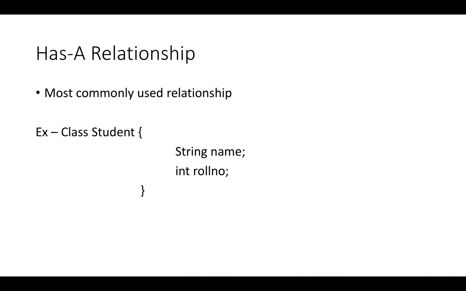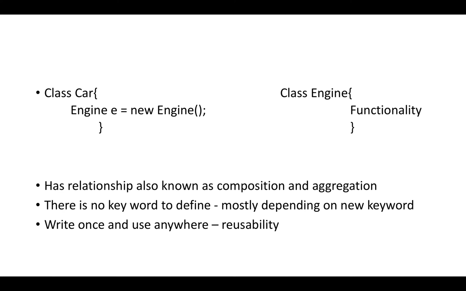So let me start with the most commonly used relationship. You might think it's the is-a relationship, but that's wrong. The has-a relationship is the one most commonly used in your programs. Let me give an example. We have a class named Student, and we have two properties: a string name and a roll number. So we can say student has a name, student has a roll number. But we cannot say student is a name or student is a roll number. This type of relationship we call a has-a relationship, and it's mostly commonly used in your program.